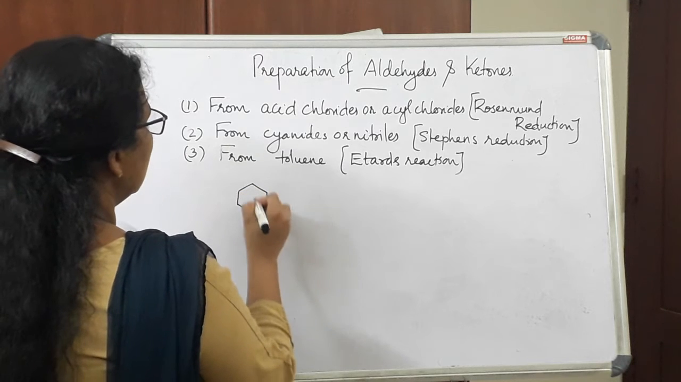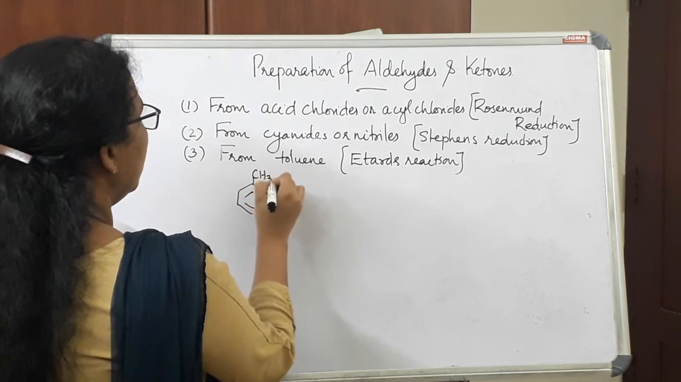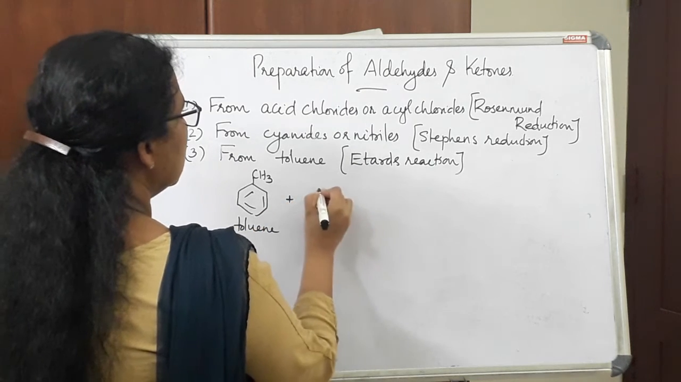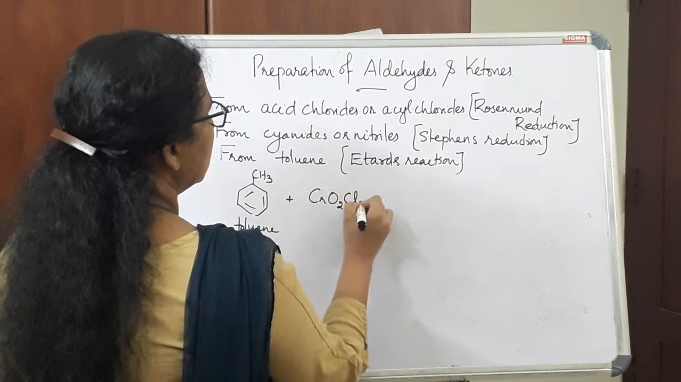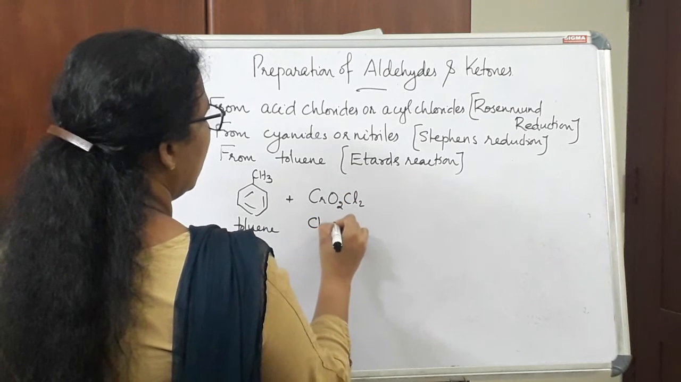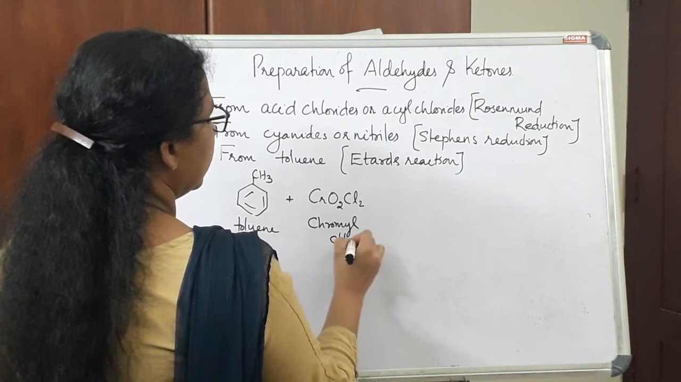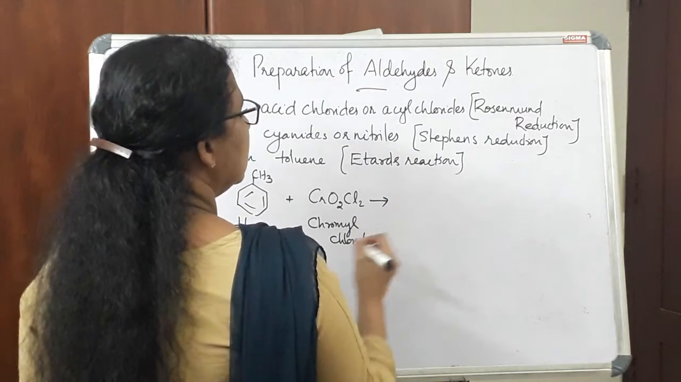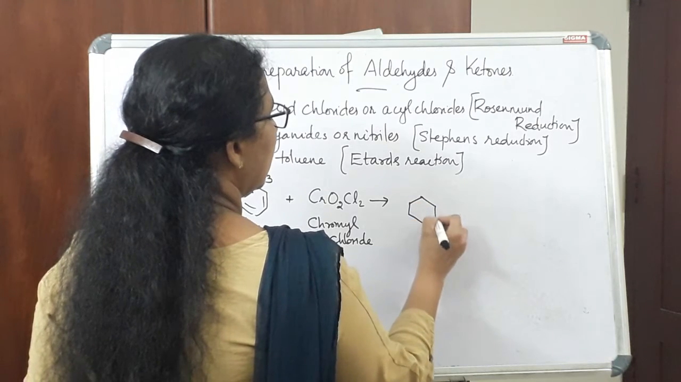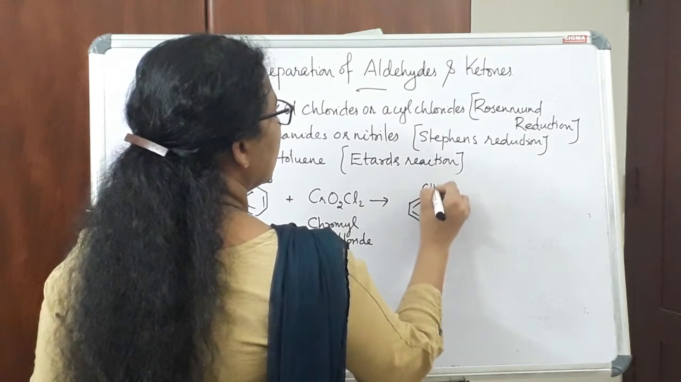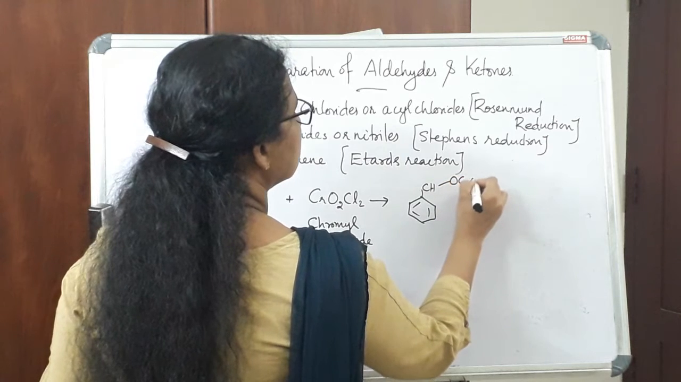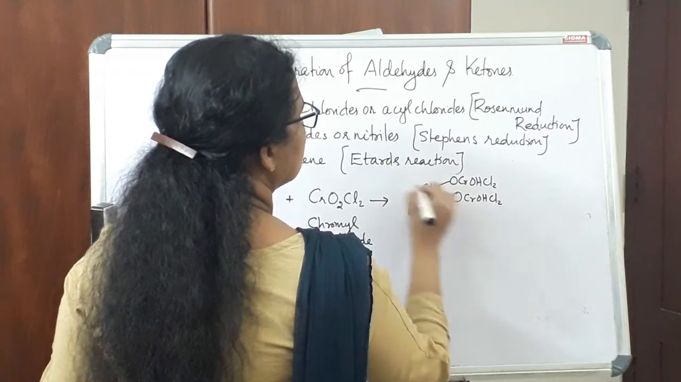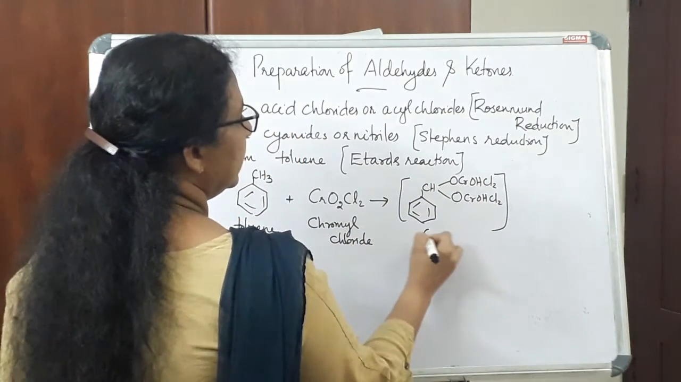Toluene is methyl benzene, that is, a methyl group on a benzene ring. This is toluene. So toluene on treatment with CrO2Cl2, this reagent is called chromyl chloride, produces an intermediate compound that is actually a complex compound. We can draw the structure like this. So this is the complex formed in between.